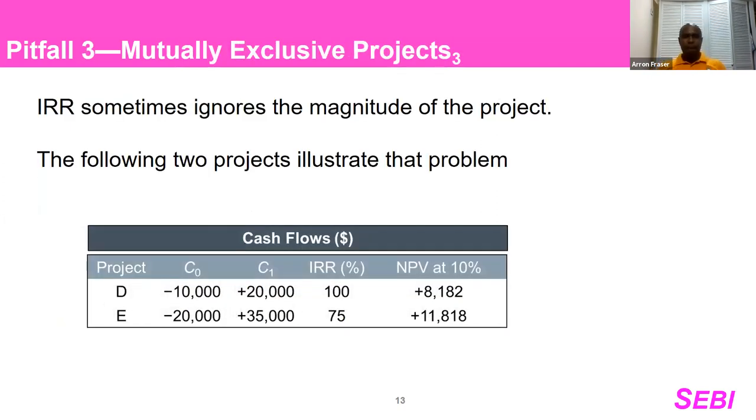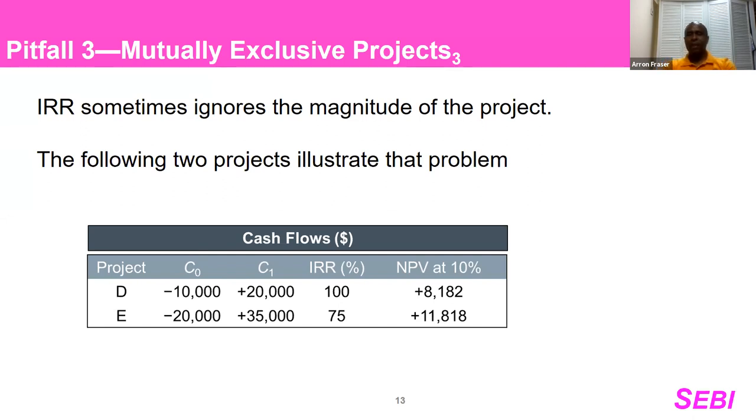Good, so that should take us to the end of that, and then a weakness of the IRR. You have here two projects, D and E, in front of you. Project D has an internal rate of return of 100%. Project E has an internal rate of return of 75%.